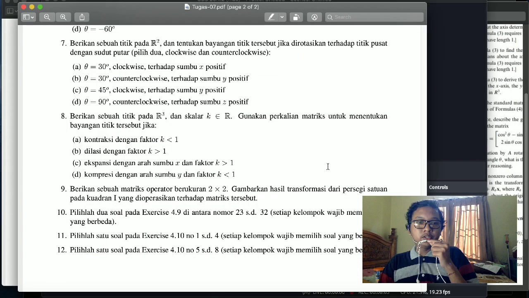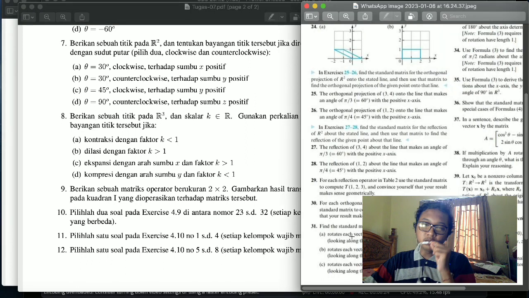Now we shall go to the next problem, problem number 10. In this problem, we must choose two problems in exercise 4.9 between number 23 and 32. I choose number 31, part A. The problem is to find the standard matrix for the operator that rotates each vector 30 degrees counterclockwise about the z-axis, looking along the positive z-axis toward the origin. And here are my solutions.